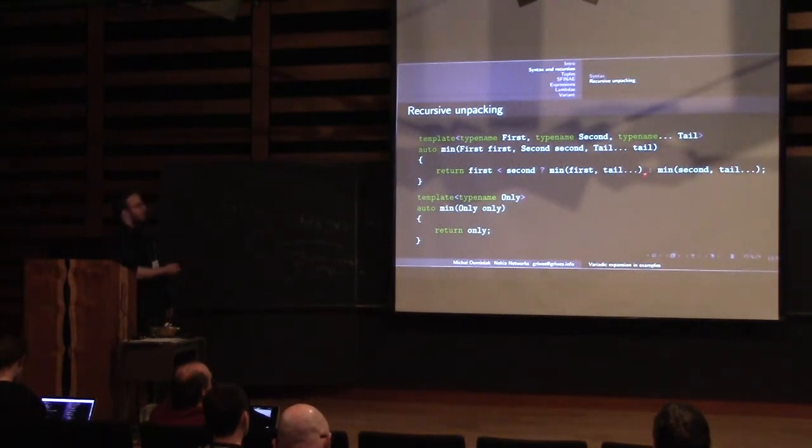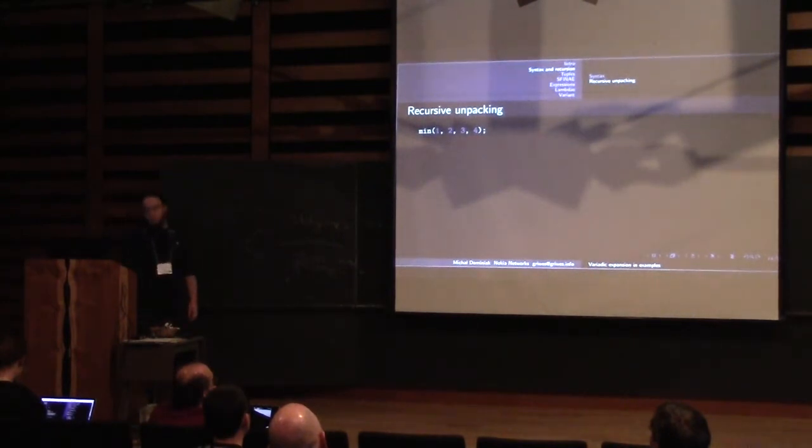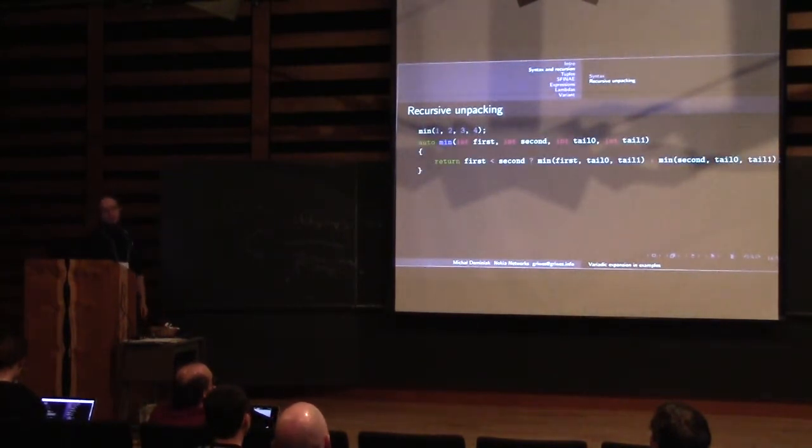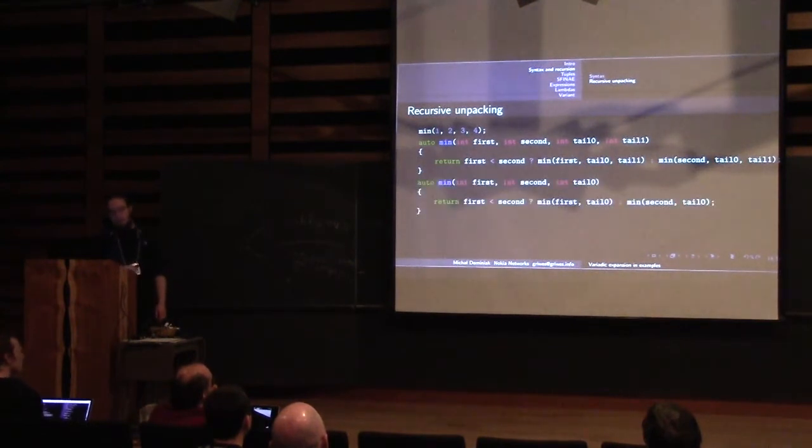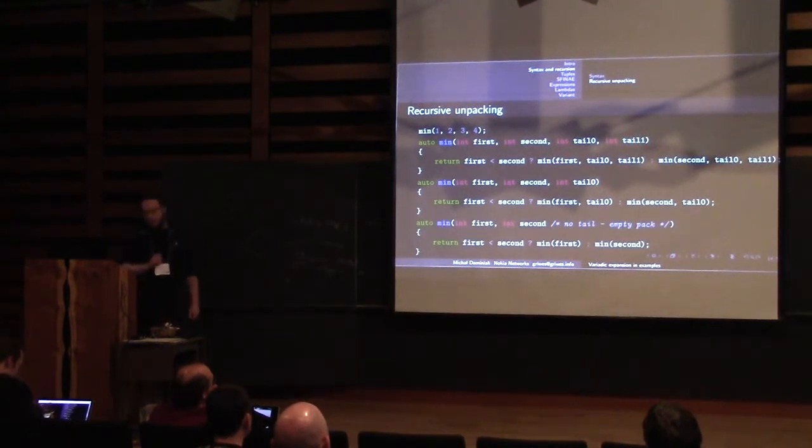So this thing here just expands the pack of arguments, called tail, into a comma-separated list of variables in this case. So basically, when we call min with four arguments, the first thing that happens is we call a function that's instantiated to something like this. So these are the elements of the pack. As you can see, it's expanded into a comma-separated list of them. And then we instantiate another one, and finally another one.